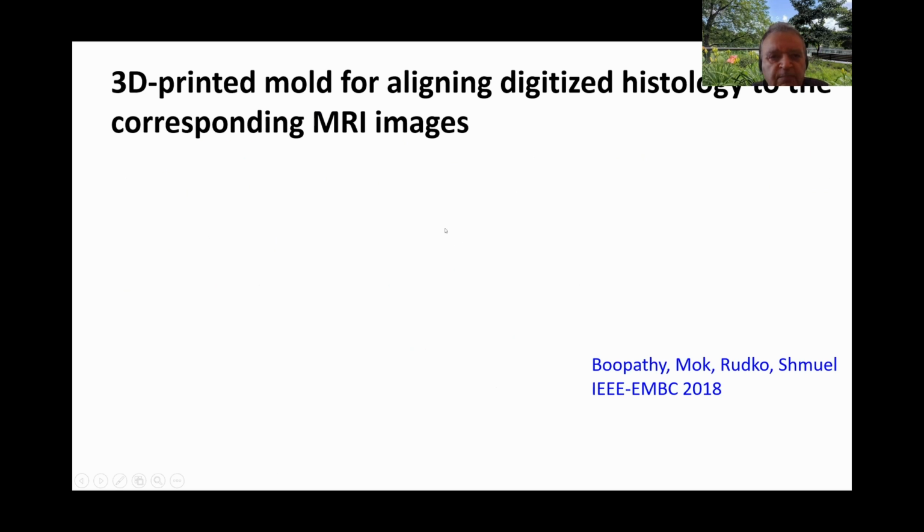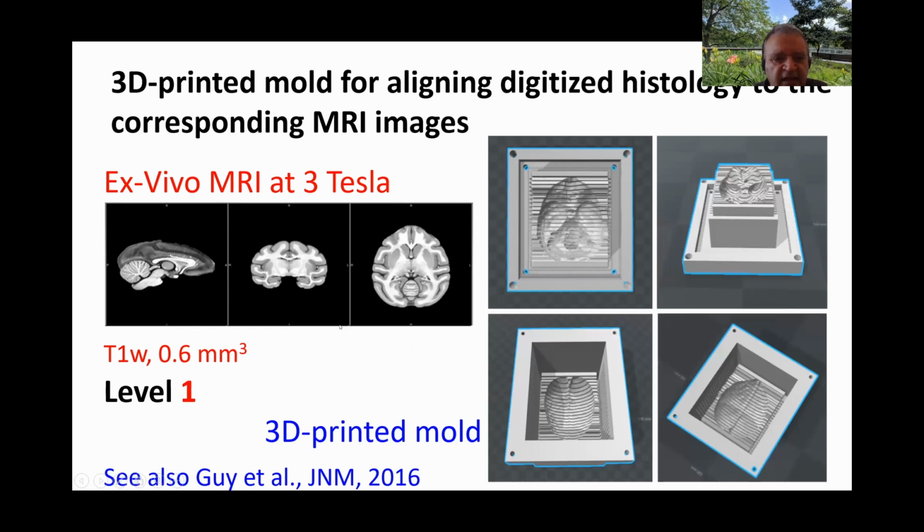In this project, we built on our previous project. When I say we, it's Setu Bupathi who did most of the work, and the collaborators from the lab. So we previously did a 3D printed mold for aligning digitized histology to the corresponding MRI images. The idea is that here is a macaque brain. I demonstrate everything with macaque brains here. Obviously, everything can be done in humans as well.